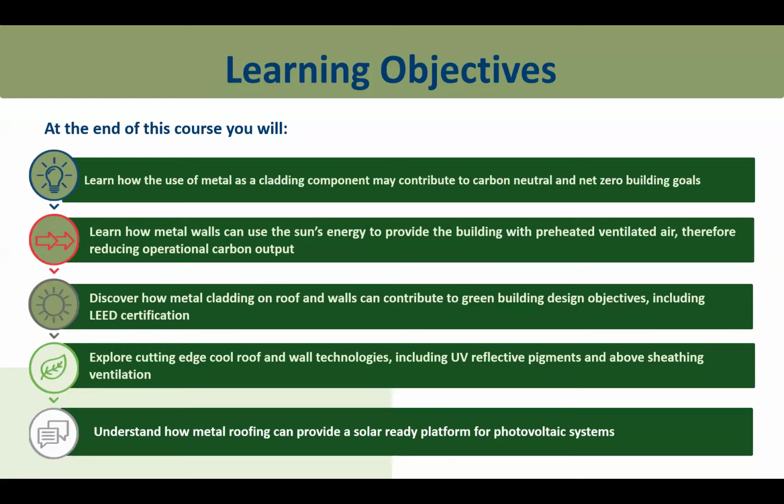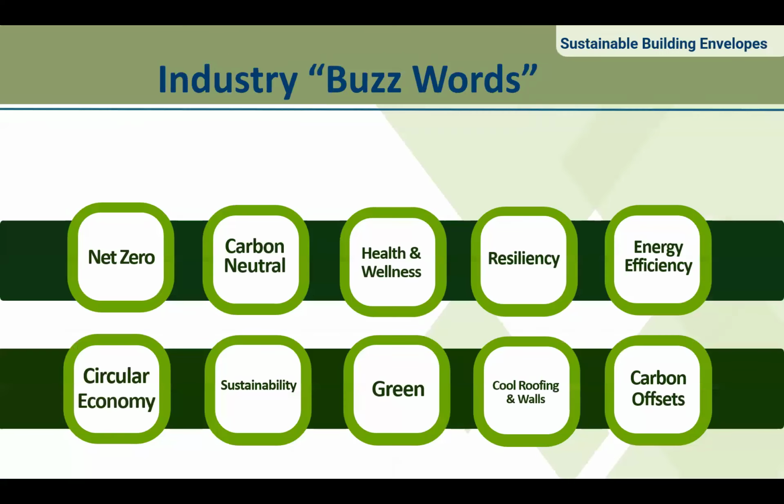We're going to learn how metal wall panels can be used to take the solar energy and create preheated air, and what that looks like. Talk about cool metal roofing, and then other technologies with UV reflected pigments and above sheathing ventilation for roofing systems. A lot of times people assume a metal roof is hotter and less ideal than other roofing products out there. And we'll explain how that is a reality, but also there are very easy ways to counteract that in today's metal manufacturing world.